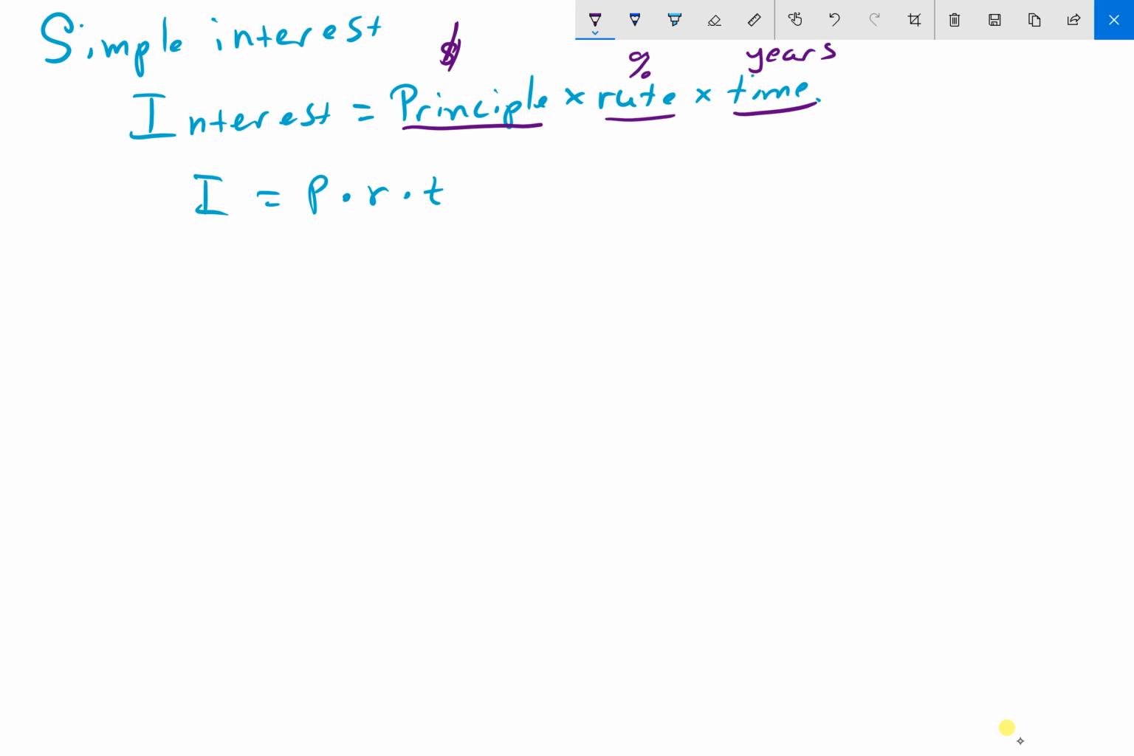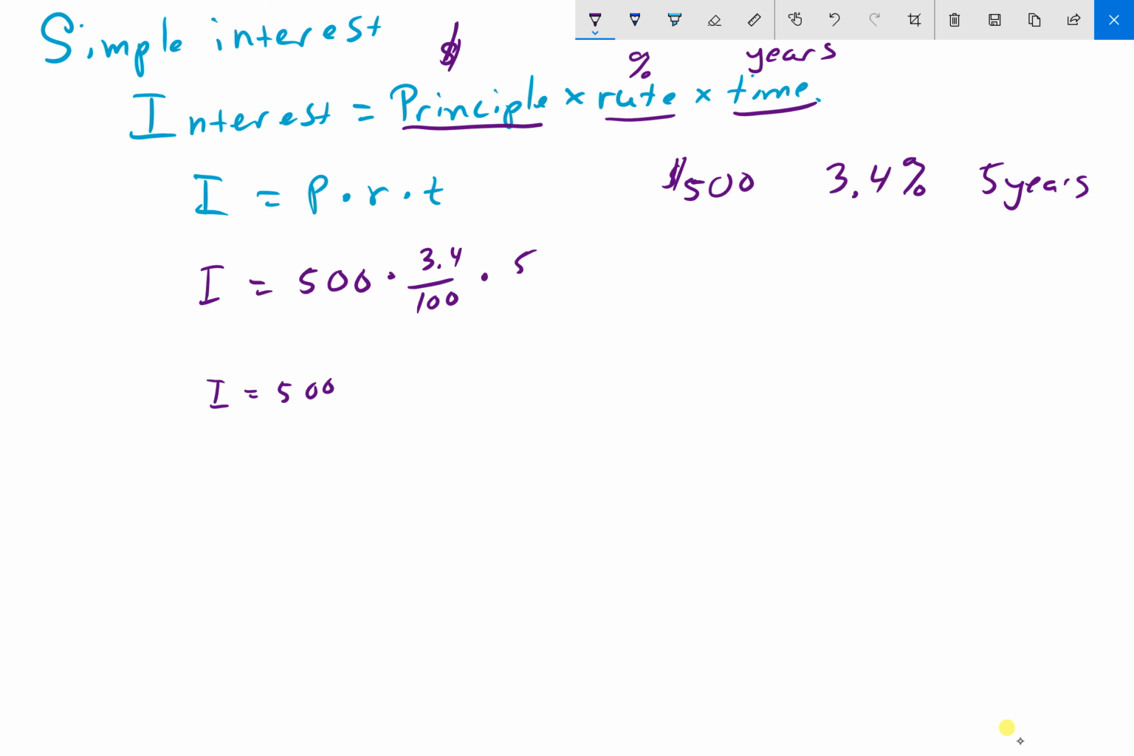So let's say I had $500 and it got invested at a rate of 3.4% for 5 years. All you would do is say interest equals 500 times 3.4%, but I need to convert this into a decimal. So remember, percent means over 100, times 5 years. So I get interest equals 500 times 0.034 times 5.